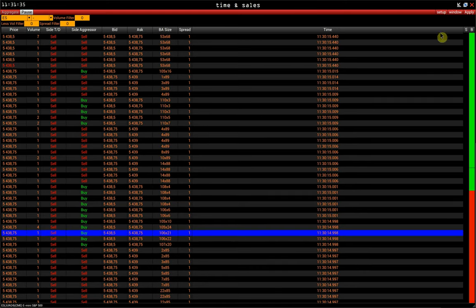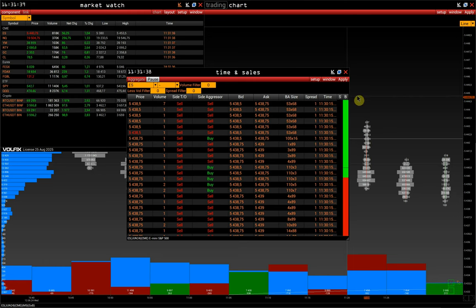Then, based on own understanding of the difference between the two types of delta and the current time frame, the trader chooses which type of delta is better to use.